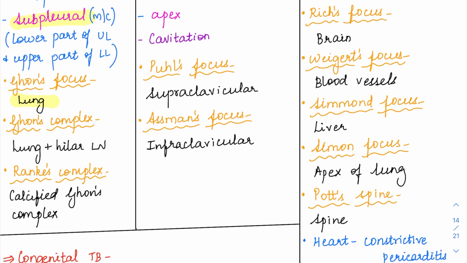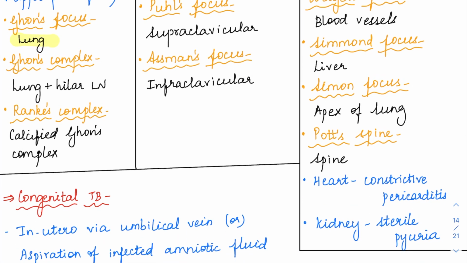So what is Ghon's complex? Complex means something else is also getting added. So this Ghon's focus along with hilar lymph nodes, which are also involved with tuberculosis, the draining lymph nodes basically, those are going to form the Ghon's complex. While Ranke's complex is nothing but a calcified Ghon's complex.